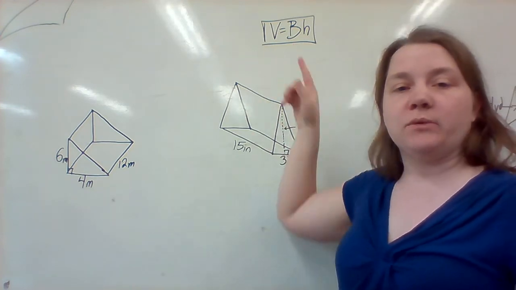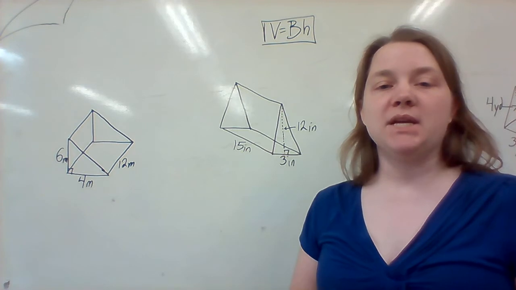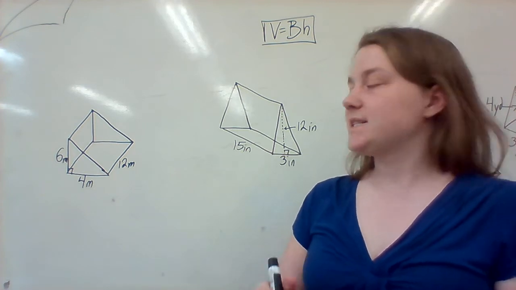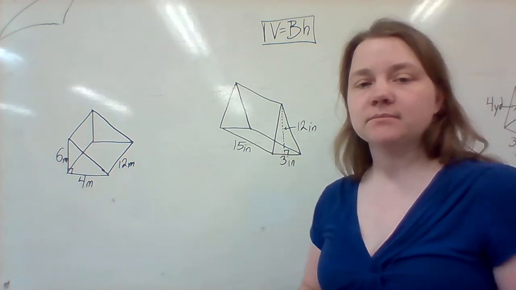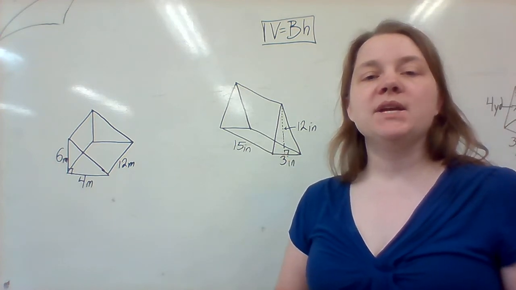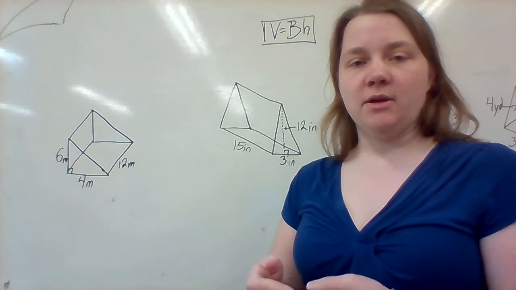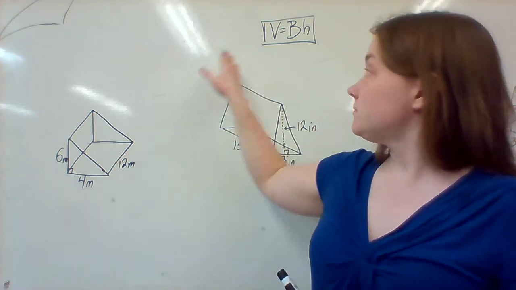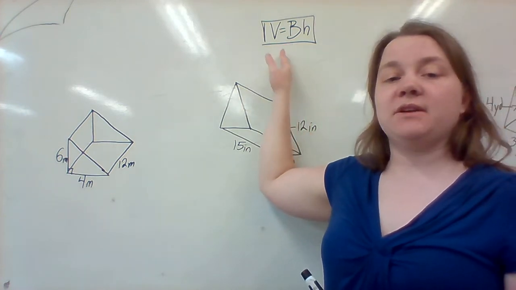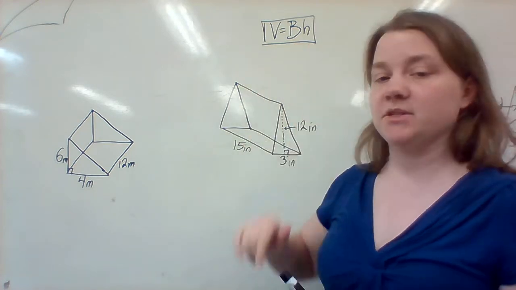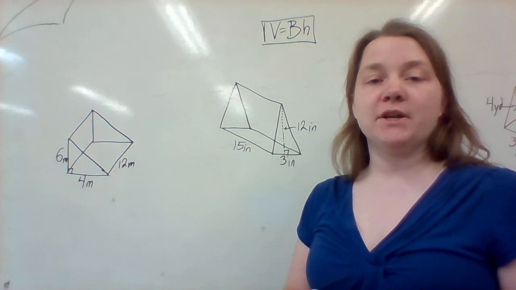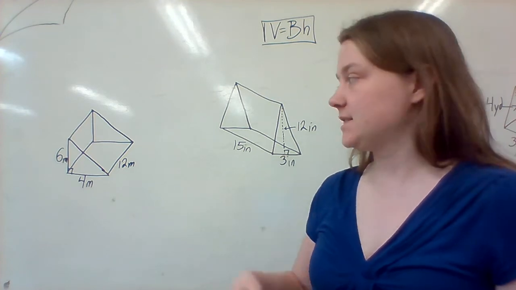This is not a lowercase b. Lowercase b means the base of, say, a triangle. So this would be lowercase b. Capital B means the area of the base. So when I look at this formula, I actually have to do something other than just multiplying two numbers times themselves, because first I need to figure out what capital B is.